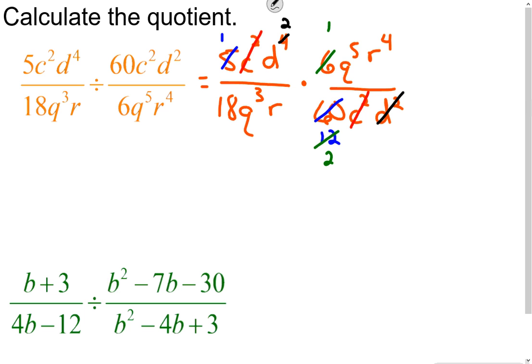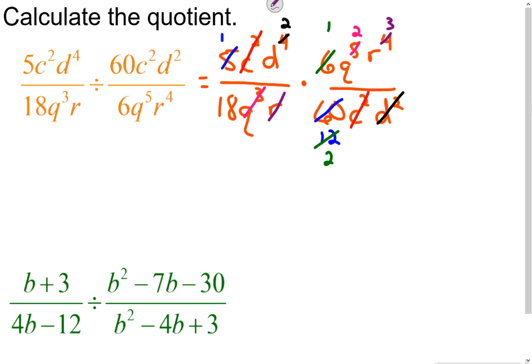Let's go to the q's. Q to the third in the denominator is just going to become 1, and this q to the fifth is going to become q to the second. We subtracted the 5 minus 3. And then the r's: r to the fourth, r to the first, that r is going to become 1, and this is going to become r to the third power. And I think I have everything simplified.